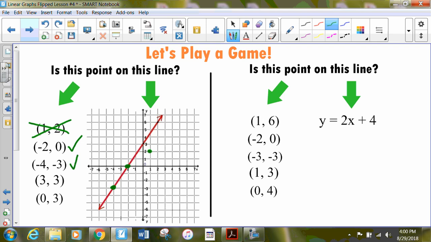1, 2, 3, 1, 2, 3. Boo, that's not on the line. How about 0, 3? So 0 means don't move, don't go left or right, and 3 means go up 3. 1, 2, 3. So that one is.